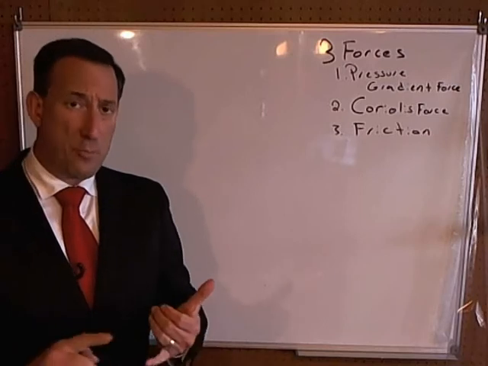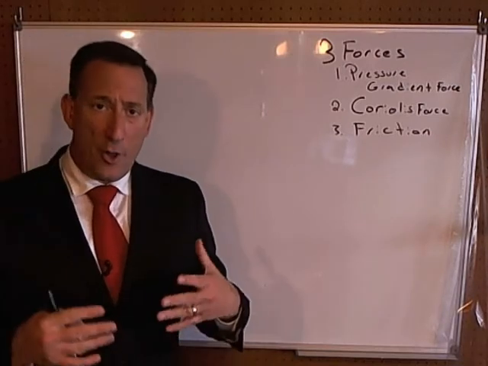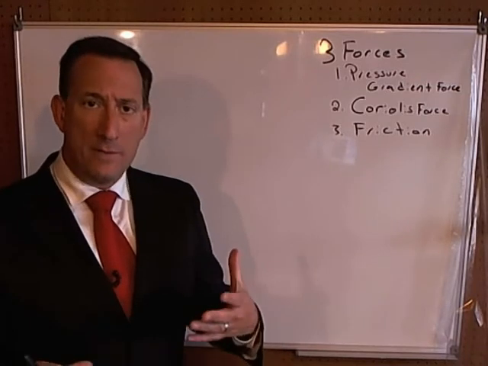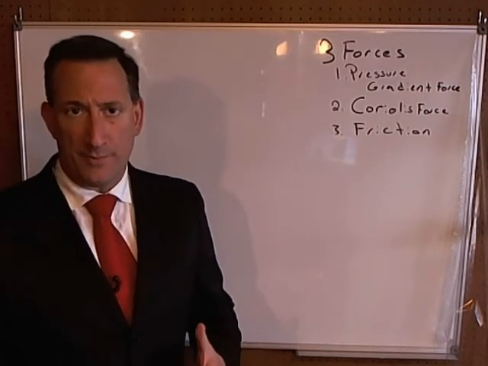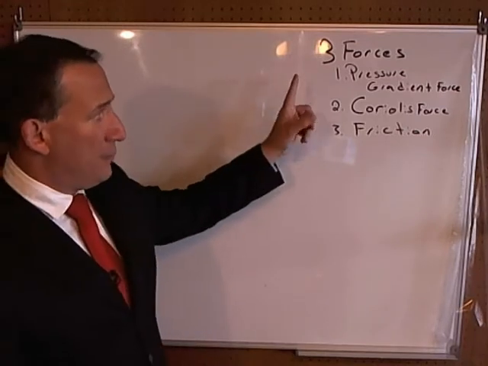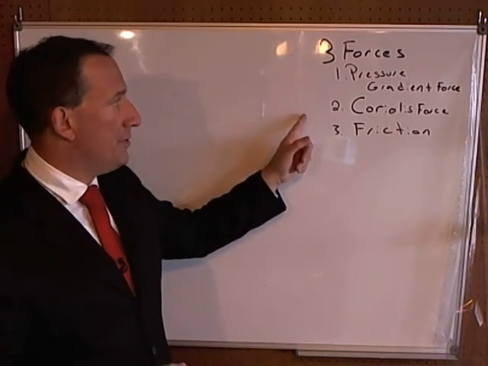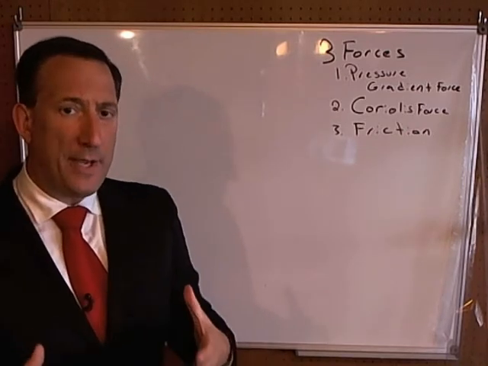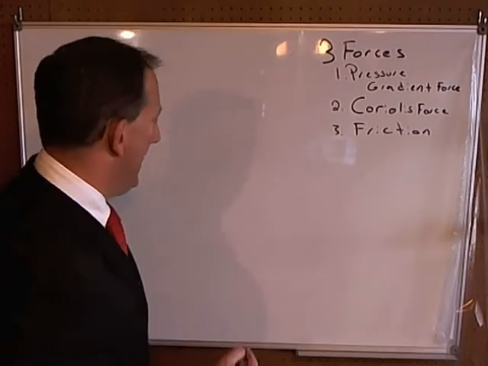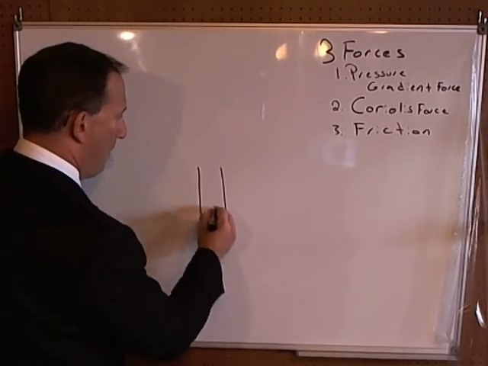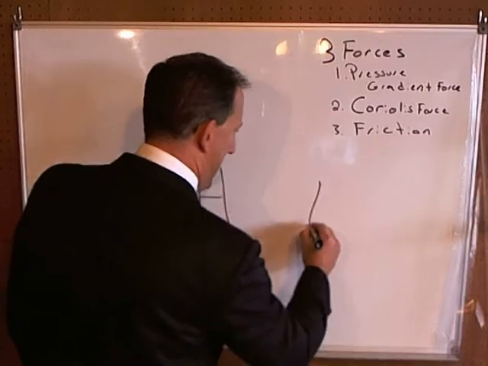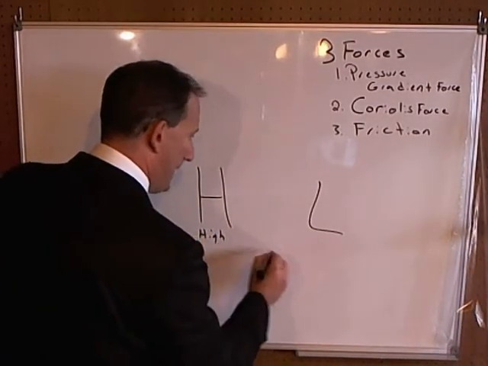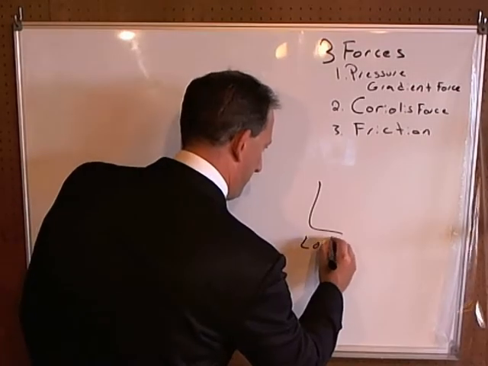Chapter 6 is about pressure and winds. There are three forces that really drive the wind and how we look at wind moving around storm systems: one is pressure gradient force, two is Coriolis force, and three is friction. Our end goal here is to understand how wind flows around high pressure and how wind flows around low pressure. So this is high pressure and this is low pressure.